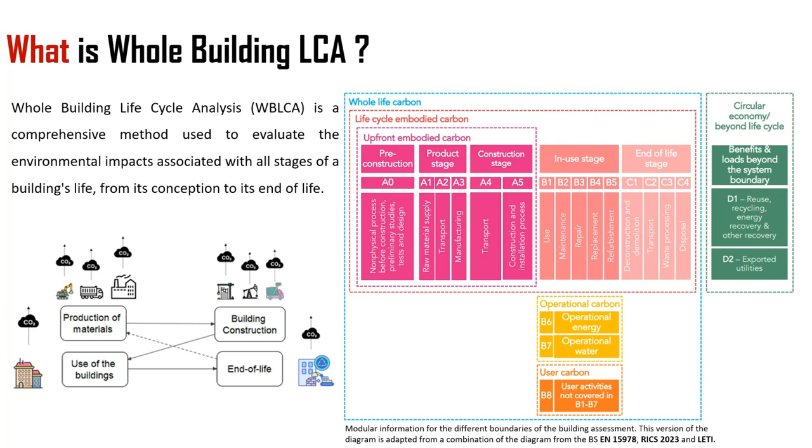So typically leaving that A0, we have A1 to A5, product stage plus construction stage, cumulatively called as upfront embodied carbon. So why is it called the upfront? Which means when a building is being built at that moment, the upfront embodied carbon is getting locked. So once the building is built, completed, the construction phase, then we can't change that upfront embodied carbon.